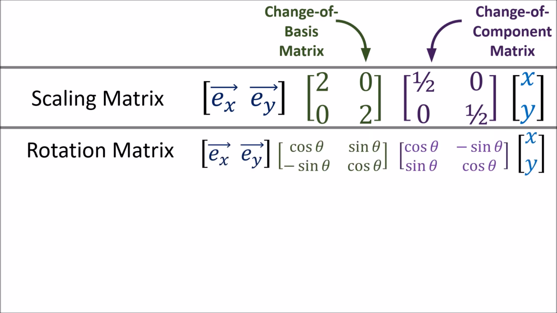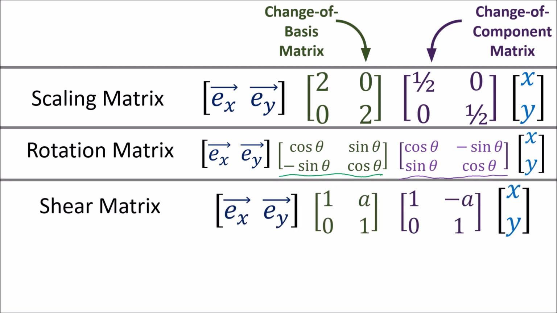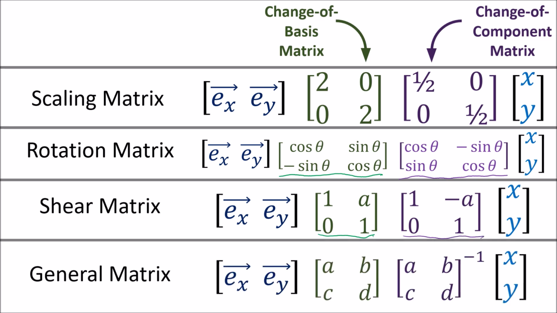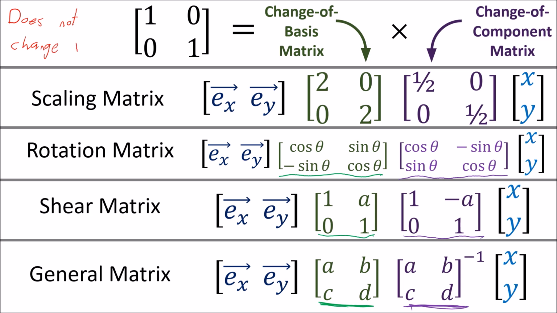For example, if we rotate the basis in one direction, the components will rotate by the same amount in the other direction. Also, if we shear the basis in one way, the components will shear in the exact opposite way. In general, the change of basis matrix on the left and the change of component matrix on the right will always be inverses of each other, and they will multiply to give the identity matrix, which again ensures that the result vector does not change.